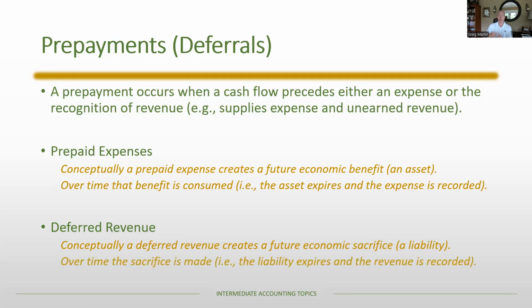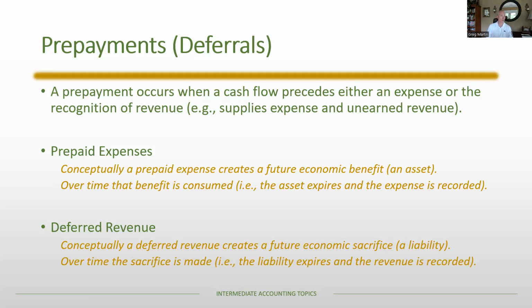But eventually I'm going to make that sacrifice. I'm going to satisfy that obligation. And as I do so, that's when I start recognizing the revenue. As I make the sacrifice, as I satisfy the obligation, that's when I would record the revenue. So again, two major types: prepaid expenses and deferred revenues.